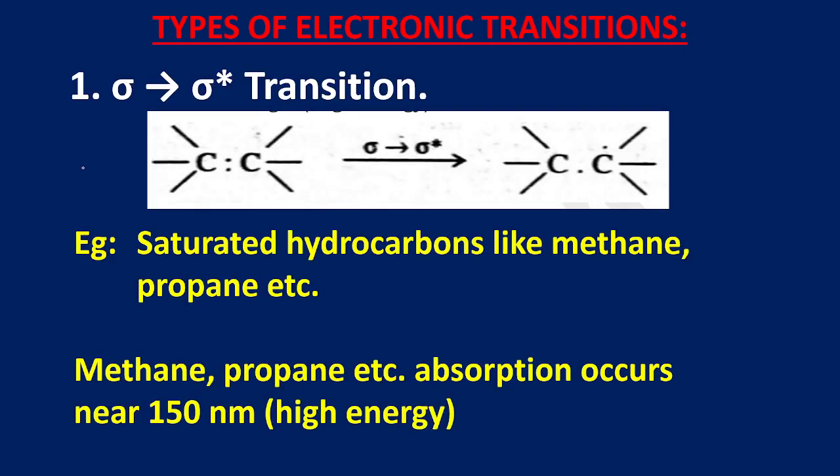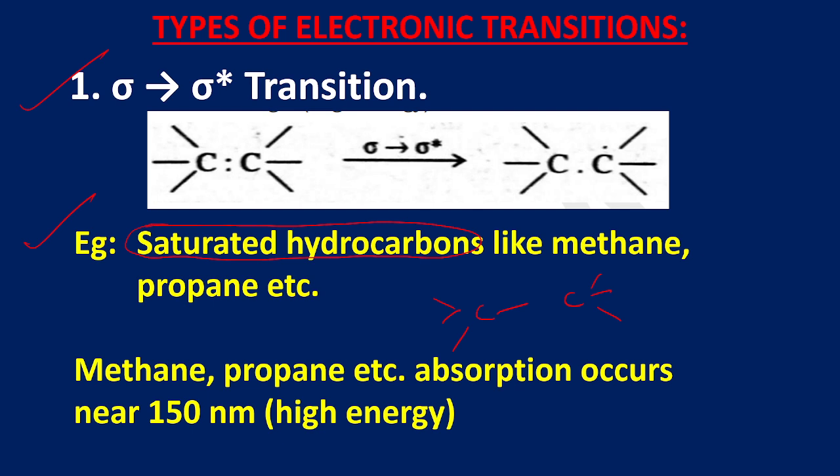See here, if you observe the sigma to sigma star transition, for what type of organic molecules are these types of electronic excitations possible? This is the most important thing. For what type of organic molecules are sigma to sigma star transitions possible? See here, saturated hydrocarbons, that means carbon is having only sigma bonds. In such types of organic molecules, only the sigma to sigma star transitions are possible.